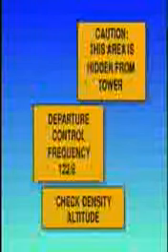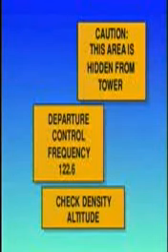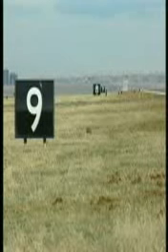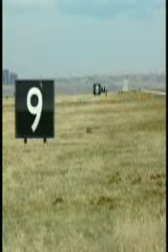The runway distance remaining sign provides you with valuable information during takeoff or landing. The signs have a white number on a black background and are located along the side of the runway. The number indicates the distance remaining in thousands of feet.